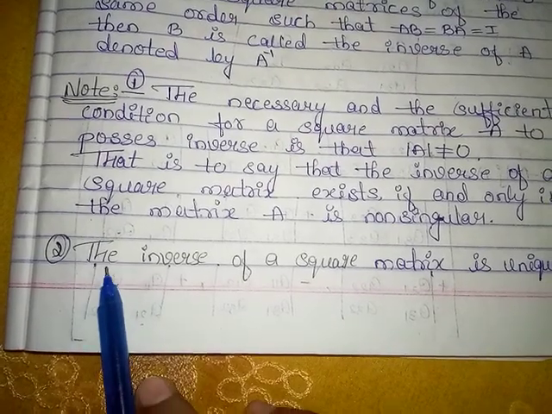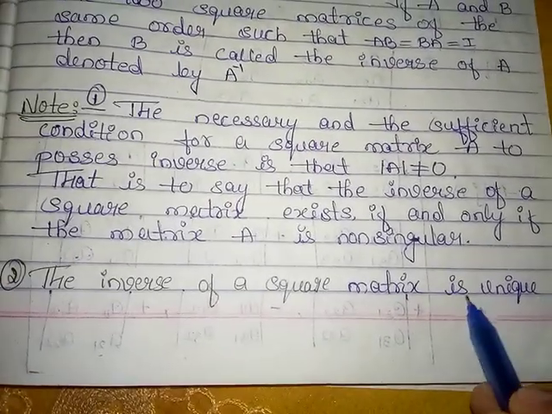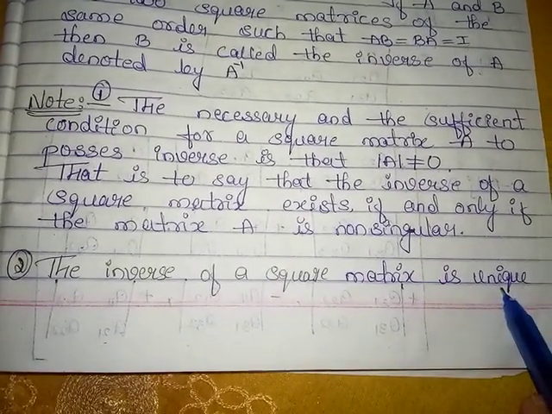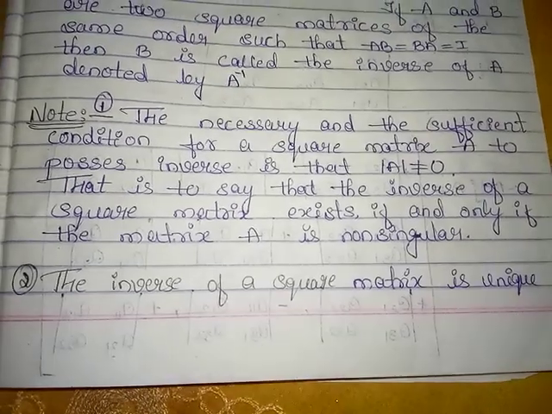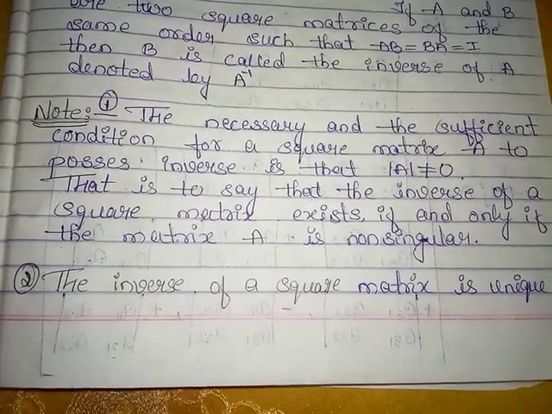Next, the inverse of a square matrix is unique. Unique means it is one. The inverse of the square matrix is unique, which means we get only one inverse for the particular given matrix.